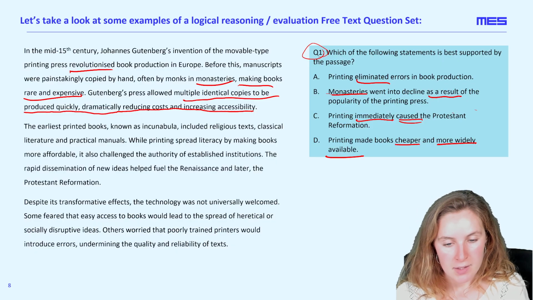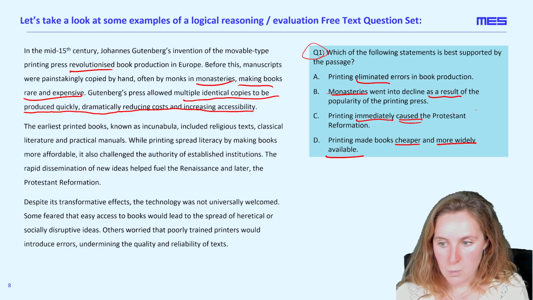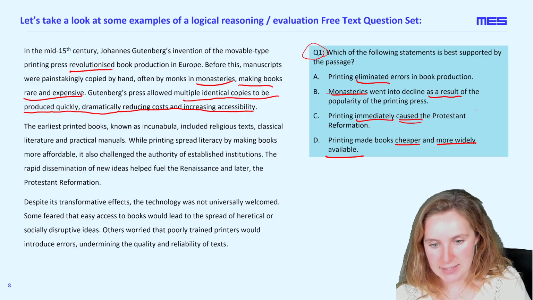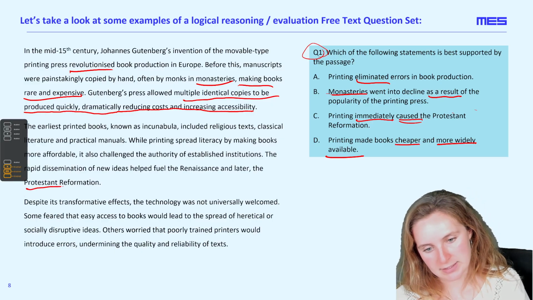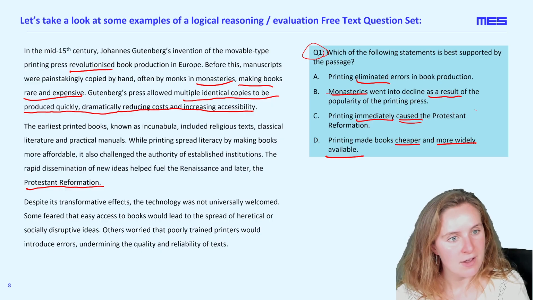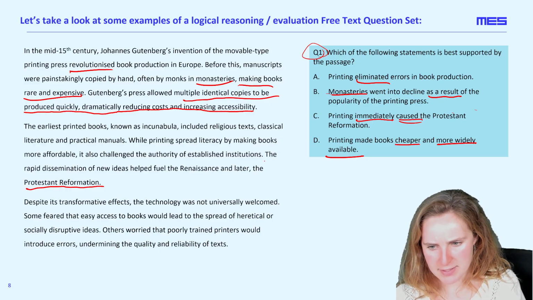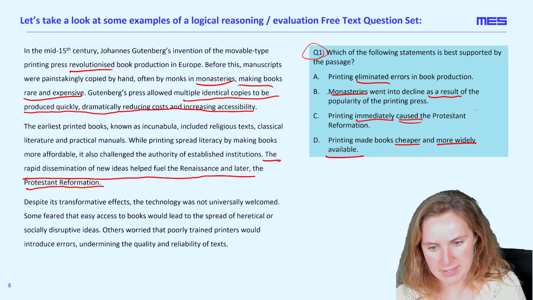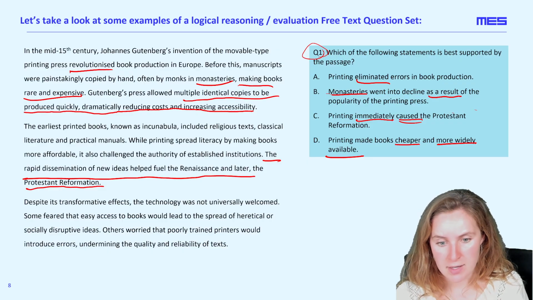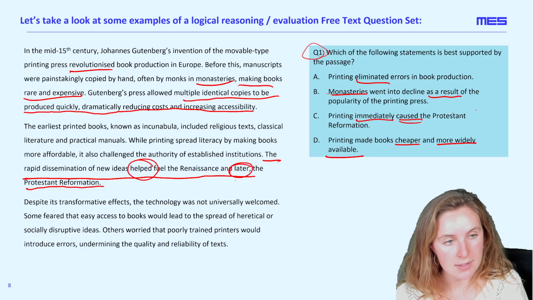But let's keep going. Earliest printed books. Okay, we're looking at the kinds of books here. We're looking at, and I see here the next big keyword, capital letters. Very helpful for a keyword so it stands out to you. And let's look around this keyword to see the information itself. The rapid dissemination of new ideas helped fuel the Renaissance and later the Protestant Reformation. Now, some words that stand out in this sentence here: helped, fuel, and later.